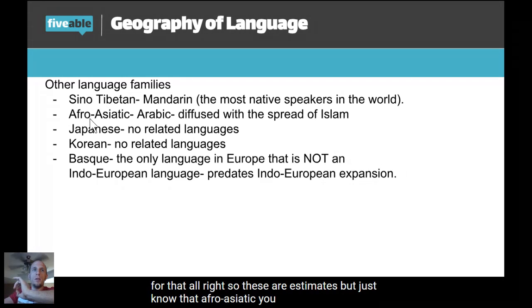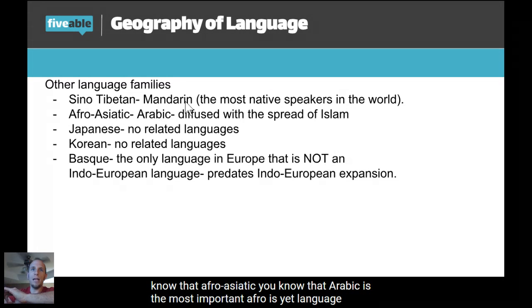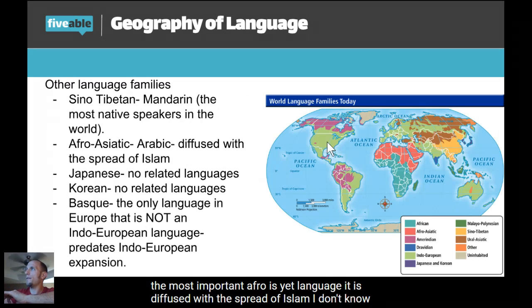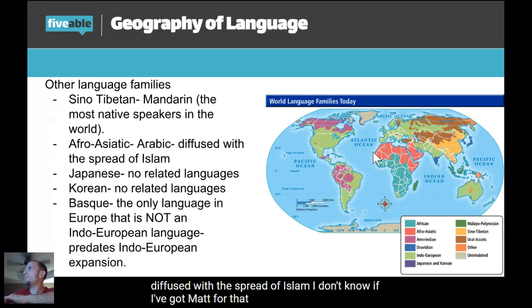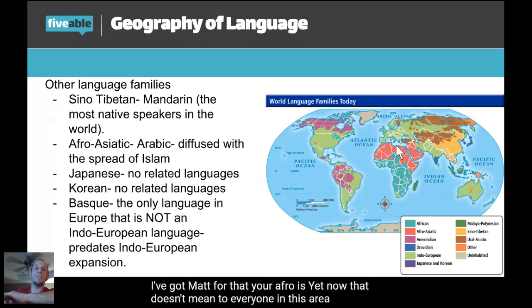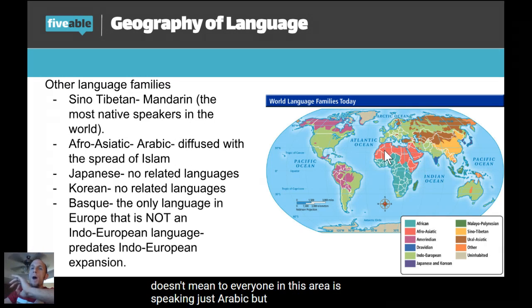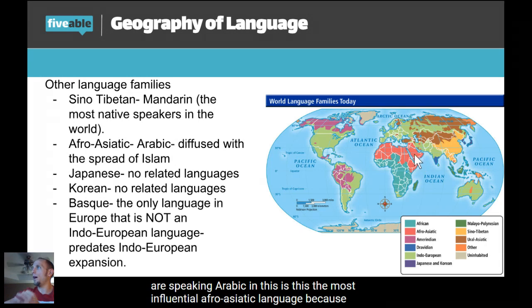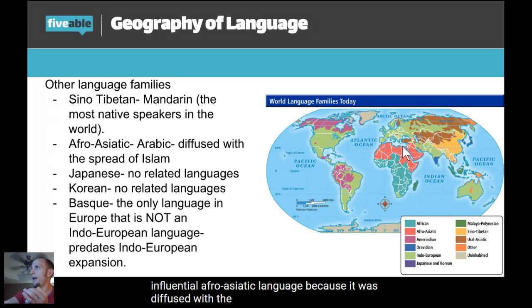Afro-Asiatic: you know that Arabic is the most important Afro-Asiatic language. It is diffused with the spread of Islam. I don't know if I've got a map for that. I do. On this map right here, the red is your Afro-Asiatic. That doesn't mean that everyone in this area is speaking just Arabic, but most of these people are speaking Arabic, and this is the most influential Afro-Asiatic language because it was diffused with the expansion of Islam.